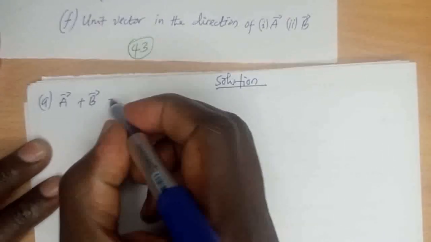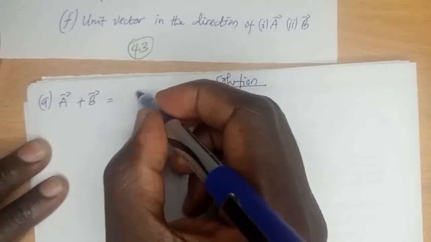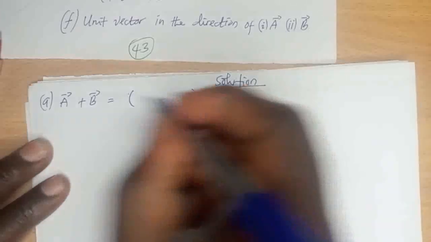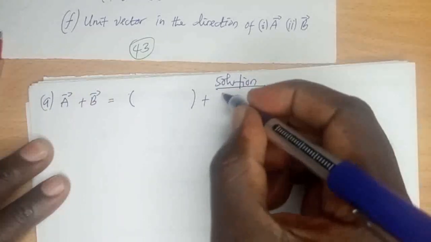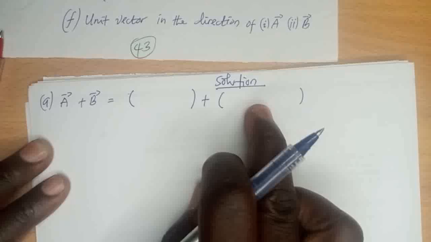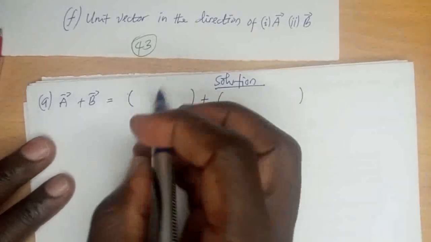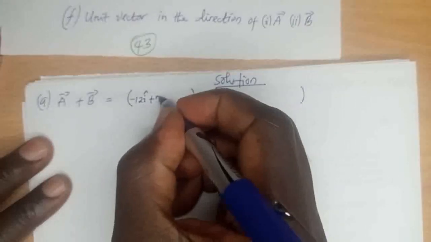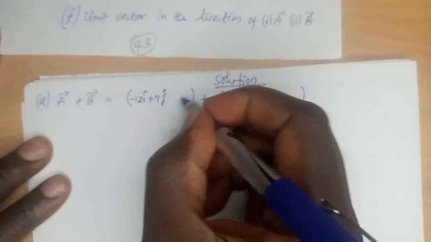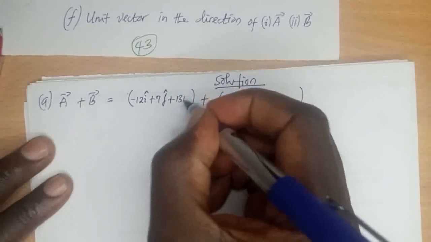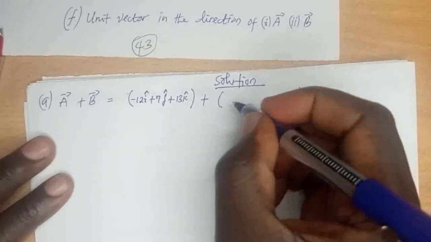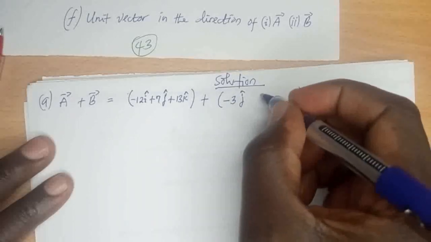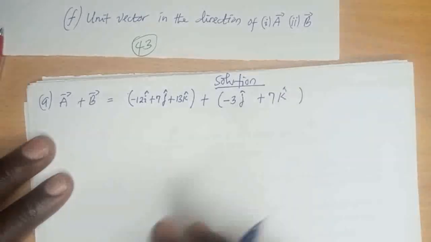So what we are going to do now is that I will write a bracket. Inside this bracket I'm going to write vector A, then I have a plus sign here, and then I need a second bracket for my vector B. Vector A according to the problem says negative 12 I cap plus 7 J cap, and then plus 13 K cap. Then vector B is negative 3 J cap plus 7 K cap.